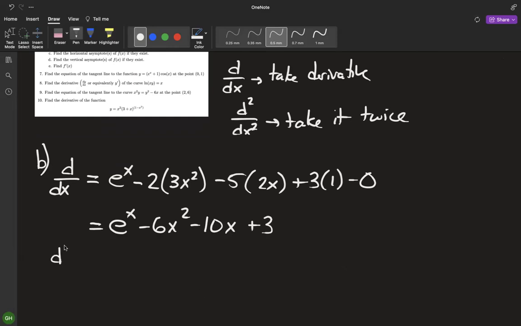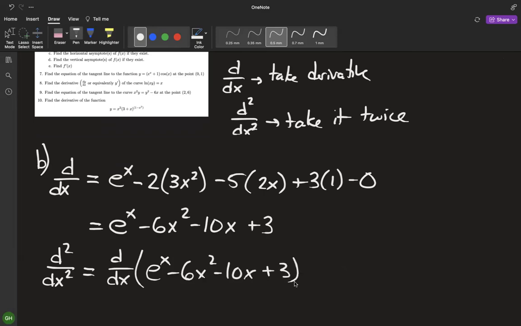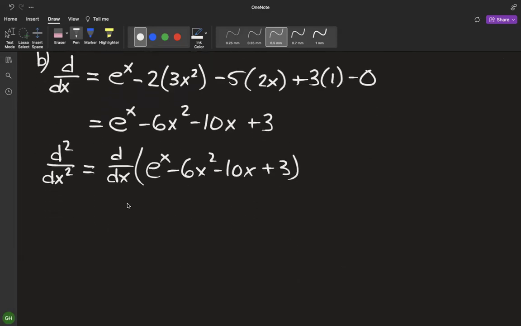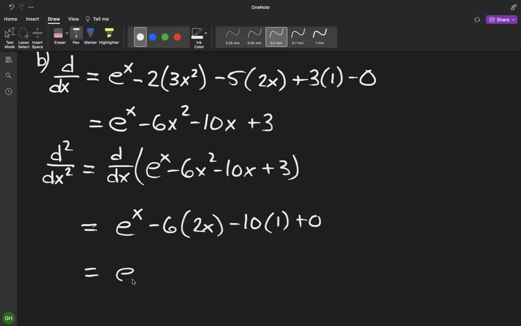And then to find the second derivative, I just have to take the derivative of this. So it equals the derivative of e to the x minus 6x squared minus 10x plus 3. And that gives me the derivative of e to the x is, again, e to the x. Minus 6 times the derivative of x squared, which is 2x. Minus 10 times 1 plus 0, giving me negative 12x minus 10.